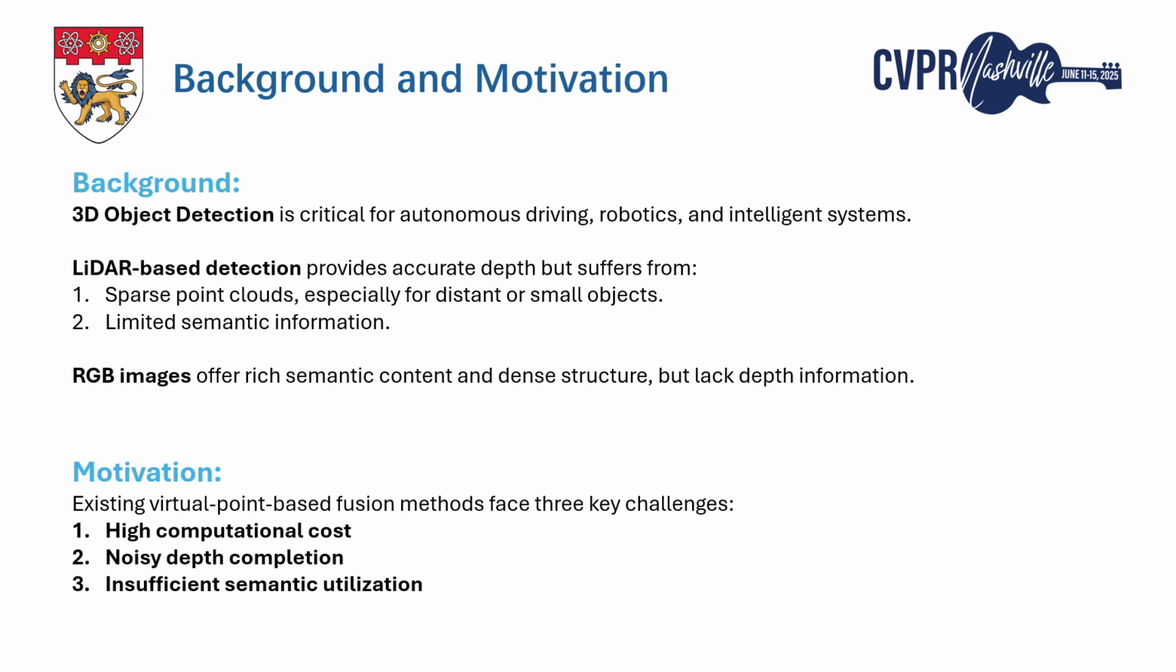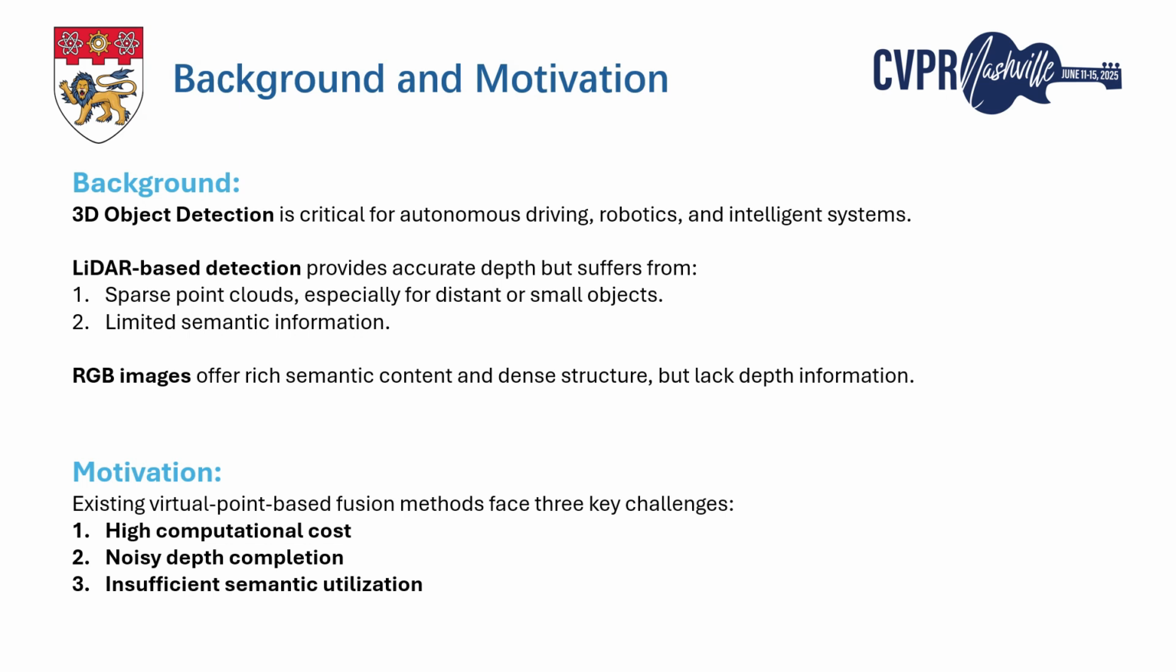3D object detection is critical for autonomous driving, robotics, and intelligent systems. LiDAR-based detection provides accurate depth but suffers from two main issues. First, sparse point clouds, especially for distant or small objects. Second, limited semantic information. RGB images offer rich semantic content and dense structure, but lack depth information.